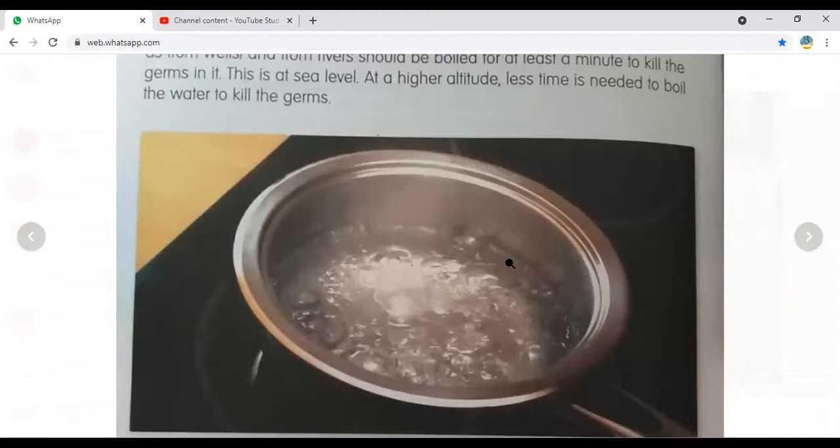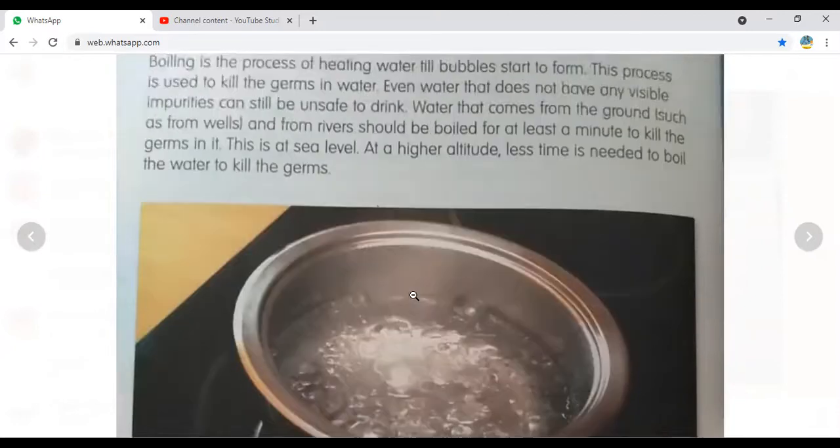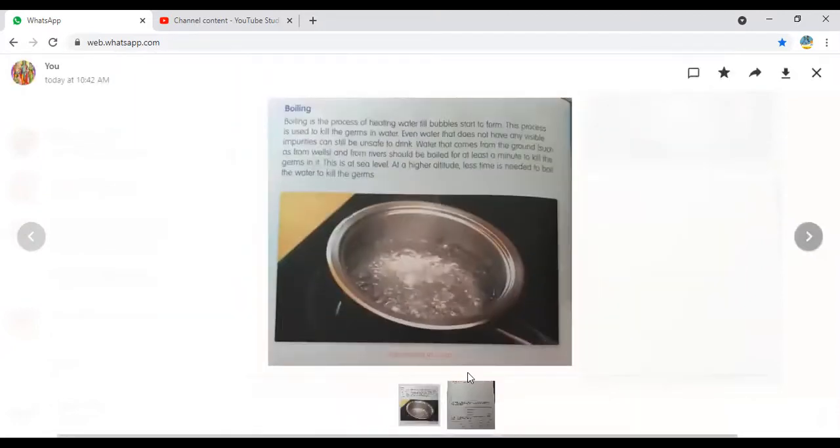Before this, with the three methods like filtration or sedimentation, we have purified the water to a certain level. Here we are removing the germs to make it drinking water. Yes, now I hope it is clear. Yes, we will discuss the worksheet also.